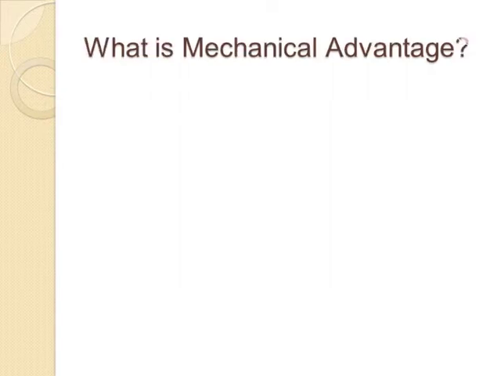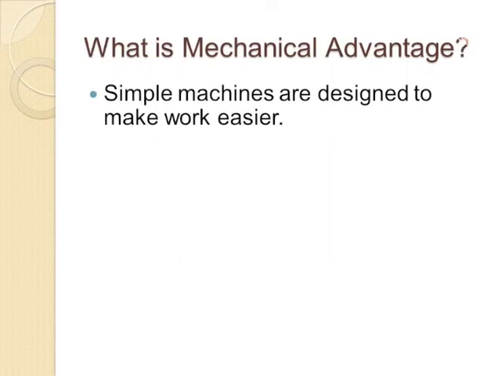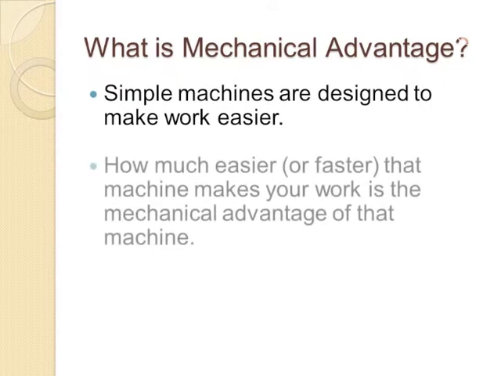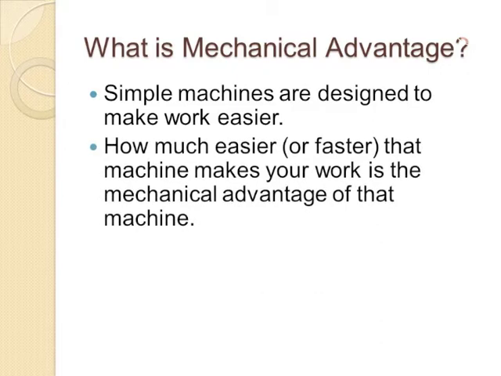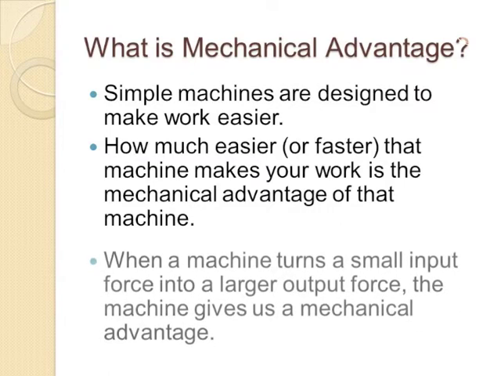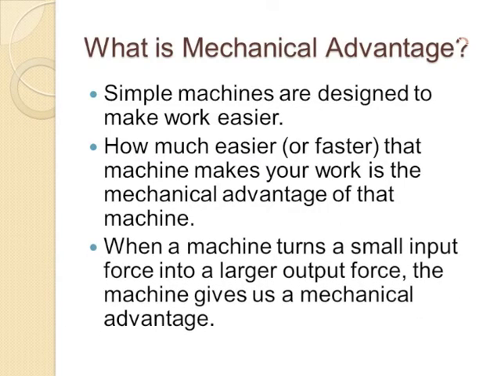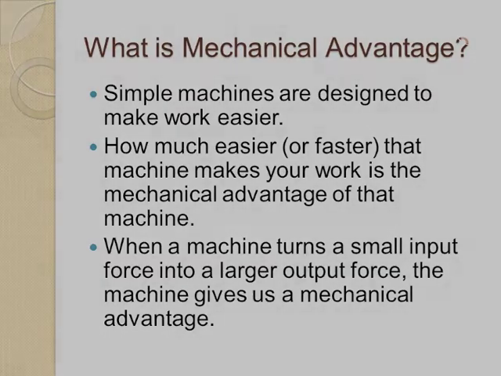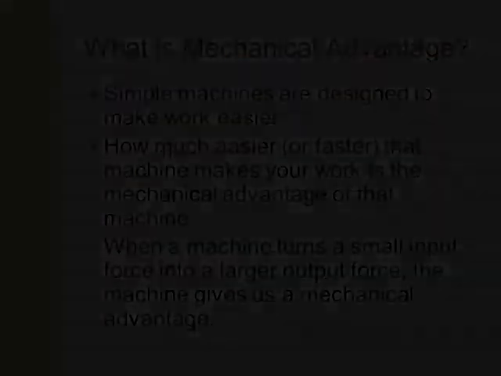Mechanical advantage is a term that describes how much easier a simple machine makes the work that we do. Simple machines are designed to make work easier, so how much easier or faster that machine makes your work is the mechanical advantage of the machine. When a machine takes a small input force and turns it into a larger output force, we say that the machine gives us a mechanical advantage.